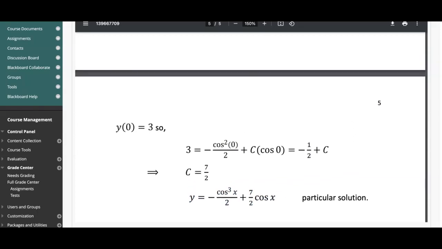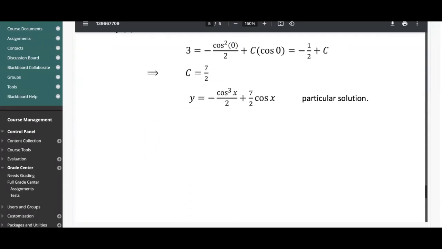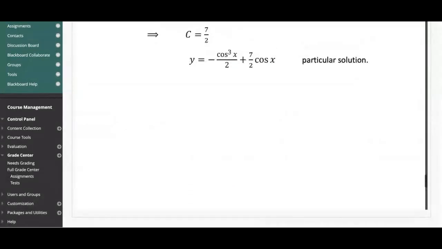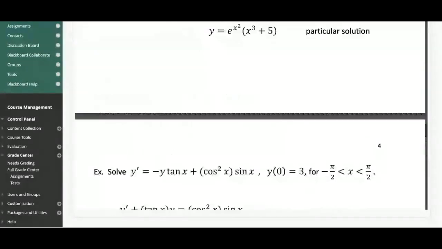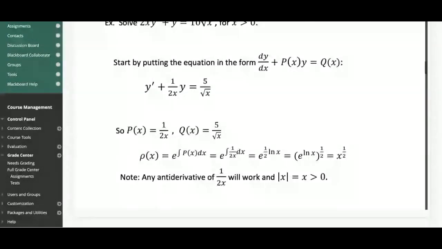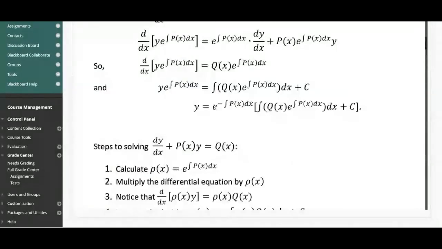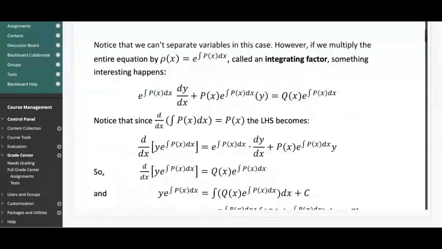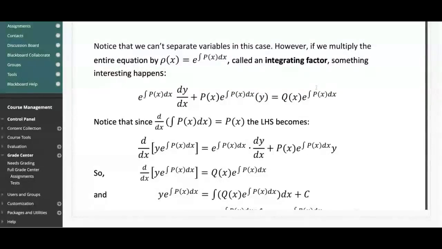Anyone has any question? All right, I think we have one more example. Oh no, that's it. Now let's go back to the steps. Oh, now let's go back to even before the steps. Maybe it's easier to understand this way.